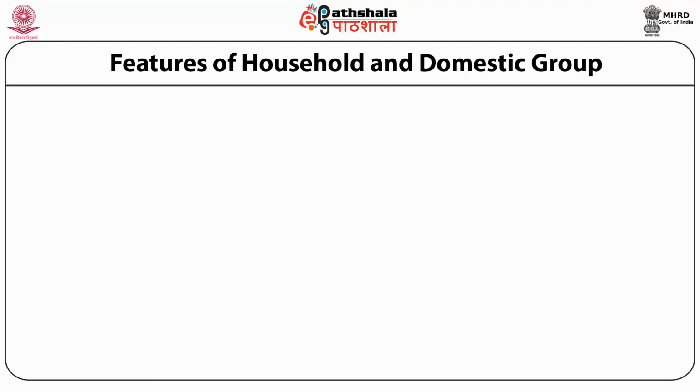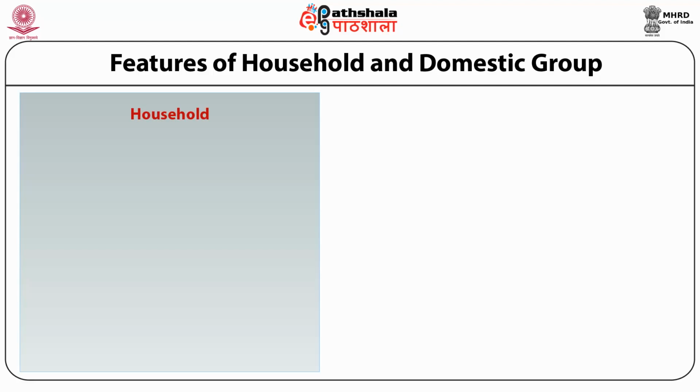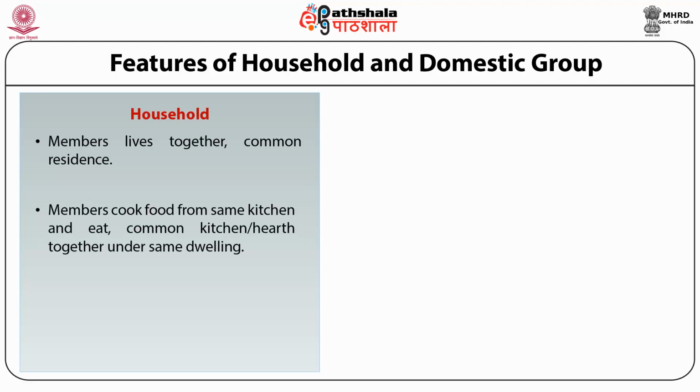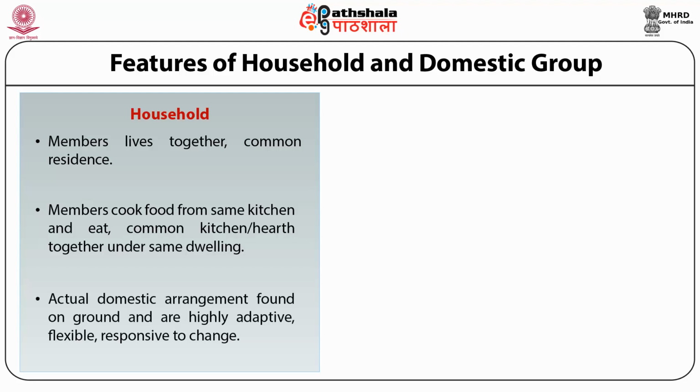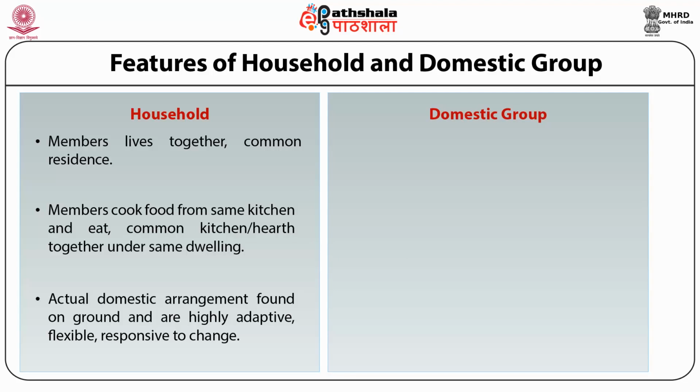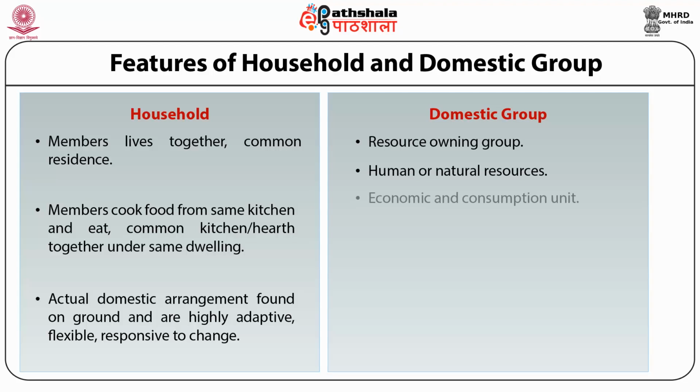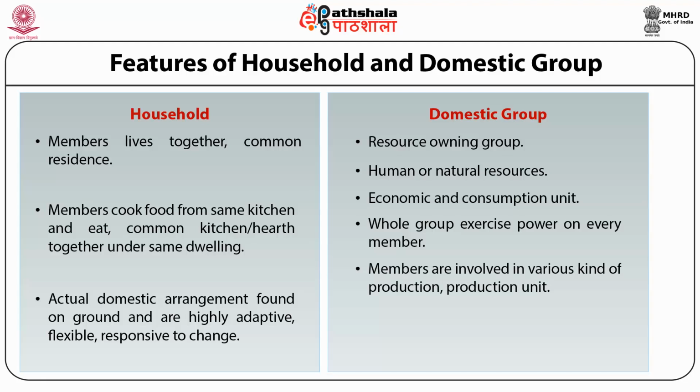Features of household and domestic groups. Household. Members live together, common residence. Members cook food from the same kitchen. Actual domestic arrangements are found on the ground and are highly adaptive, flexible, responsive to change. Whereas in a domestic group, it is a resource-owning group, human or natural resources, economic and consumption unit, where the whole group exercises power on every member. Members are involved in various kinds of production. Activity is divided on the basis of division of labor, political functions.